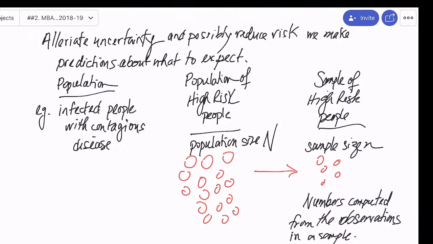So a statistic is a number computed from the observations in a sample. So the observations need to be numbers if I can compute a number, right? So that's what a statistic is.